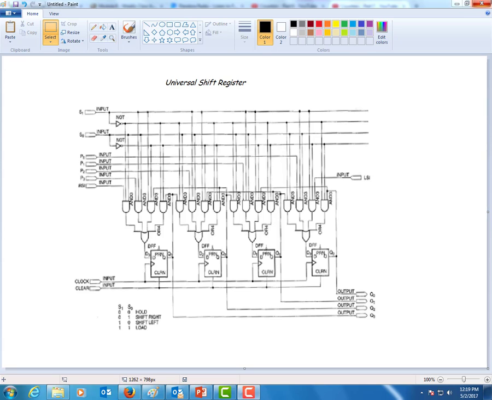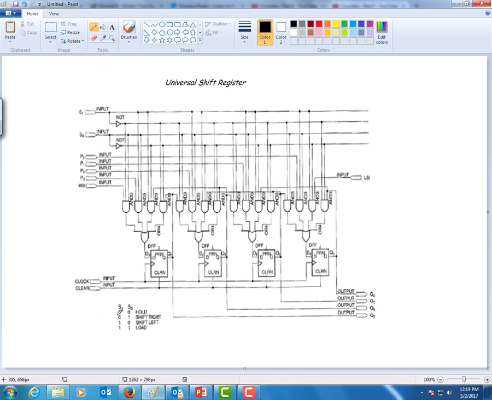So this is the final shift register we're going to be talking about in the class, all right? If you look at this shift register, it basically has four modes of operation. And you can tell down here from the legend, right?